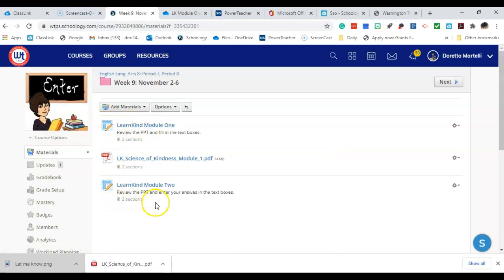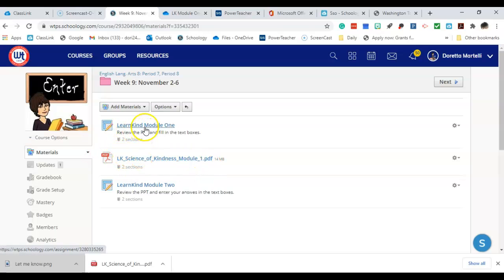And you'll see there's 3 things in here. There's 2 assignments. This is LearnKind Module 1. That's the one we're going to talk about today. LearnKind Module 2 is something I want you to start on your own. Do review the first few slides of it on your own, and then we'll talk about that. We'll return to that on Tuesday. And then this is the little mini presentation that's also embedded in this one. But I put it here separately so you have easy access to it.